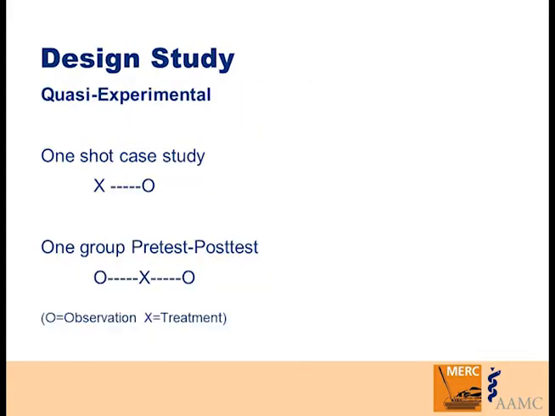So here are some popular quasi-experimental or non-randomized designs. In these next couple of slides, the X refers to an intervention and the O refers to an observation or outcome. The simplest design is the one-shot case study. We have an intervention, we give it, generally to everyone, and we see what happens. So what's wrong with this?